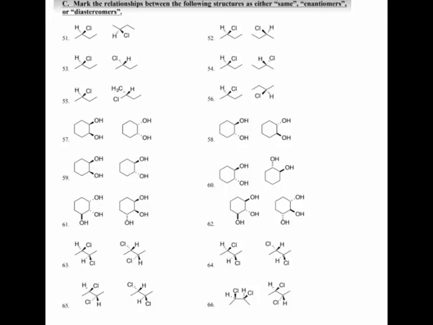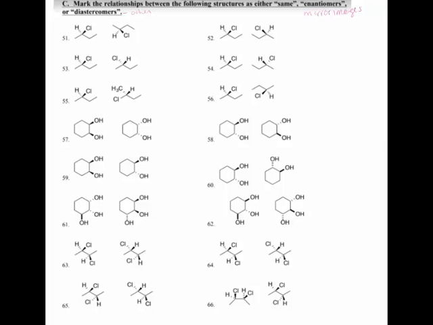We'll determine the relationships between each pair of structures here. We're either going to declare them as the same structure, enantiomers, or diastereomers. Remember that enantiomers are going to be non-superimposable mirror images, whereas a diastereomer is going to be your other. And diastereomers really come about when you have more than one asymmetric center.